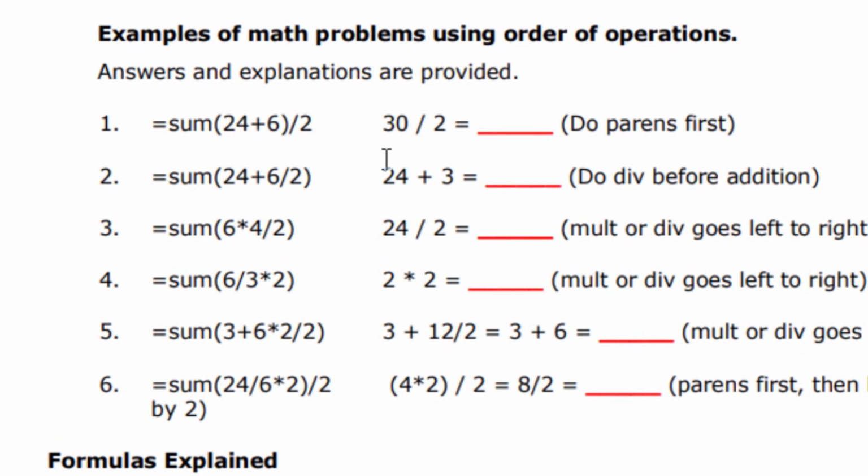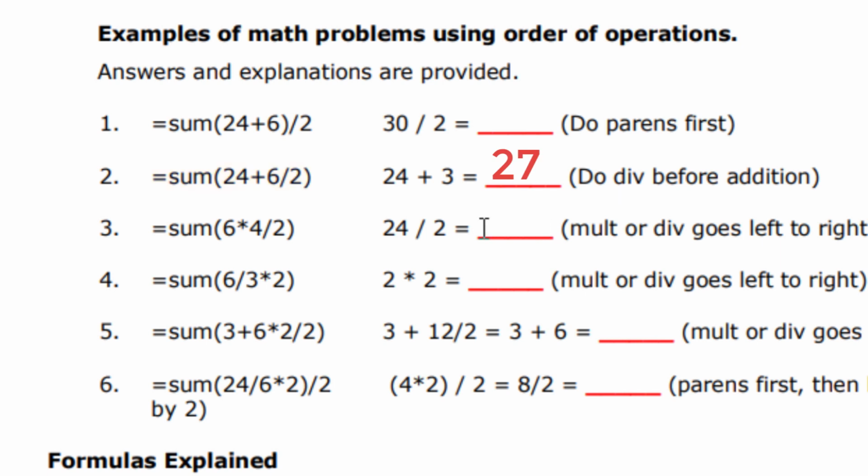If you've had math, this should be familiar, but parentheses first. So this formula here using sum, even though we're adding and dividing all kinds of things in Excel, we're going to use that sum term in front of our calculation. So this one will be 30 because it's in parentheses, and it'll be 30 divided by 2, which would be 15. This one would do division first before doing addition. So this would be 3, and then it would be 24 plus 3, which would be 27.